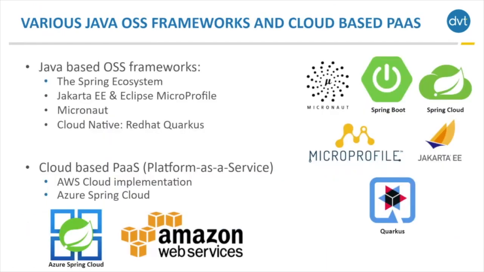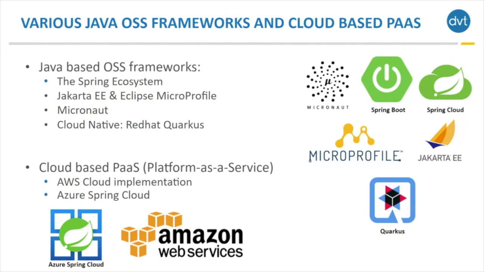Let's look into some of the Java open source applications, the frameworks, and the cloud-based platform as a service implementations also. I've mentioned some of them over here. Why am I preferring Java? Because I've been using it for a very long time and I'm very acquainted with it. But that doesn't mean you can't build microservices in other programming languages like Python or Golang or anything else. You can still build microservices using them.